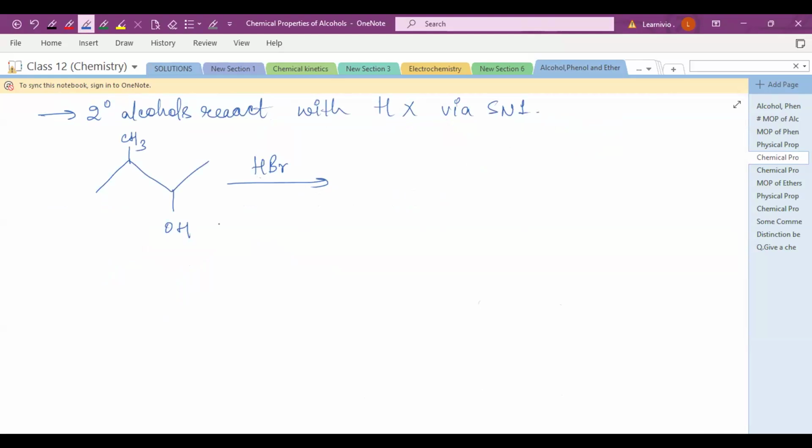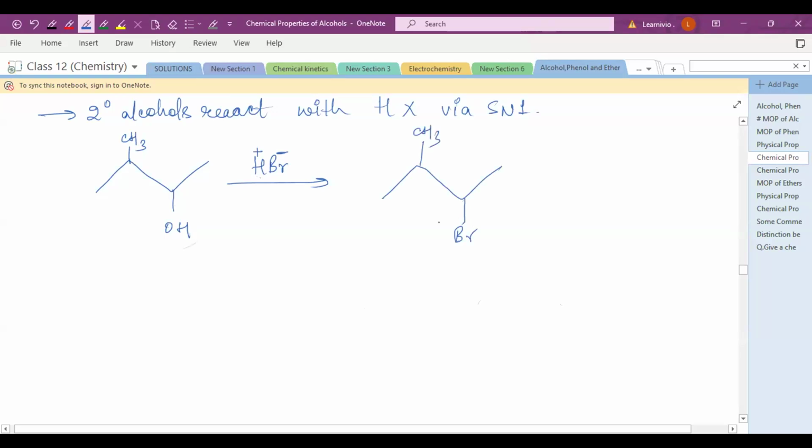We have already discussed this in the previous chapter. See, what happens? H plus and Br minus. Now, this OH is a good leaving group. So what happens? It will leave the group and the bromine will come and attach on this carbon. So what will be the product? This bromine. Is this a product?